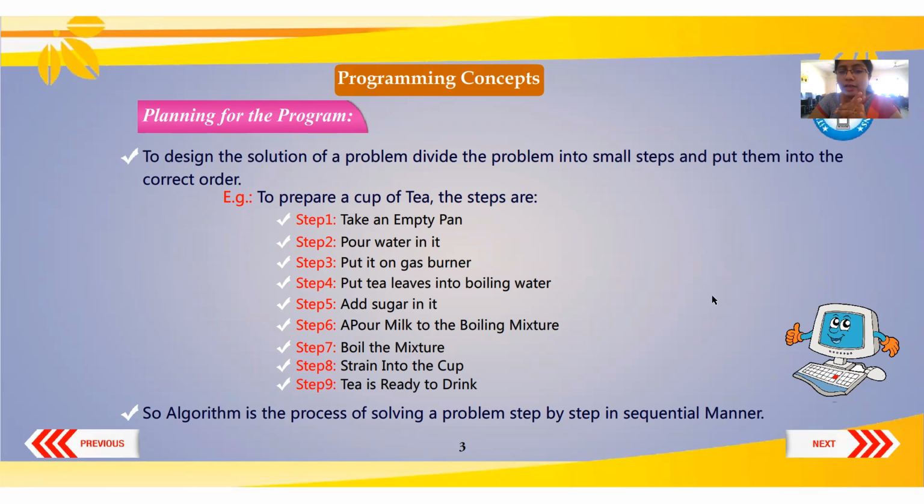Also, we learned the word called algorithm. So algorithm is a process of solving a problem step by step in a sequential manner, right? So algorithm is the method or the process which we use to solve a problem. And what is that procedure? To keep the solutions step by step in a sequential manner. So what do we call this? We call this an algorithm.